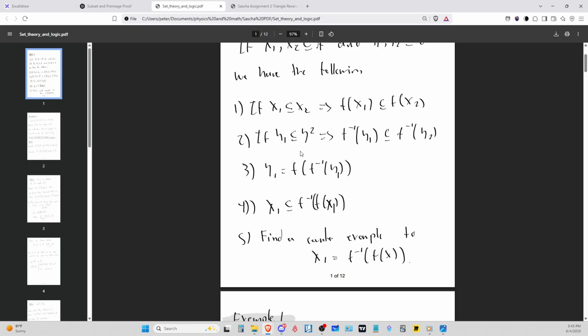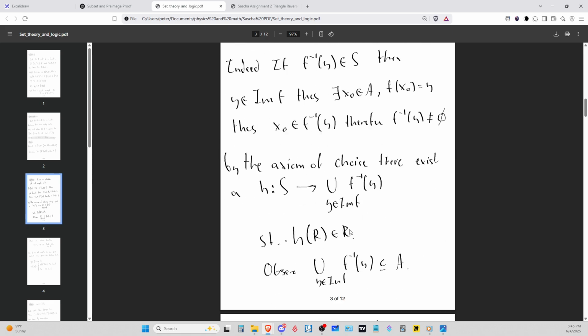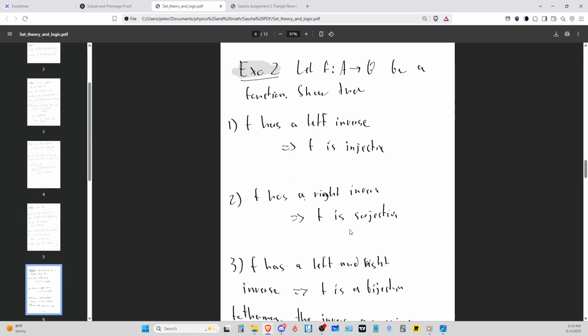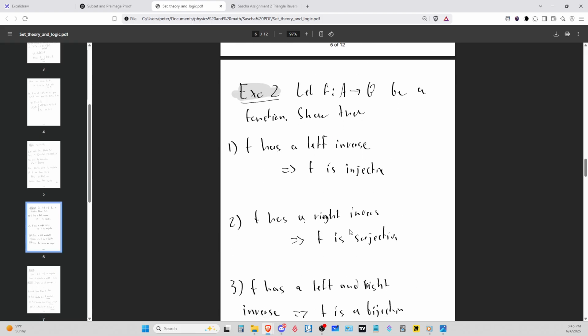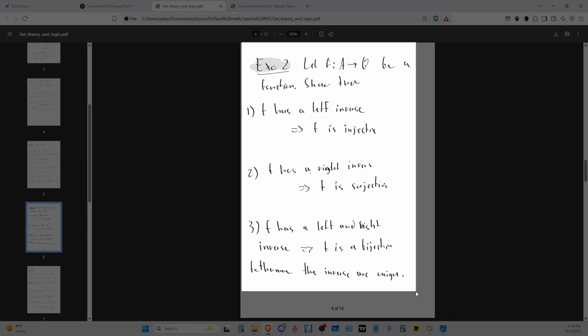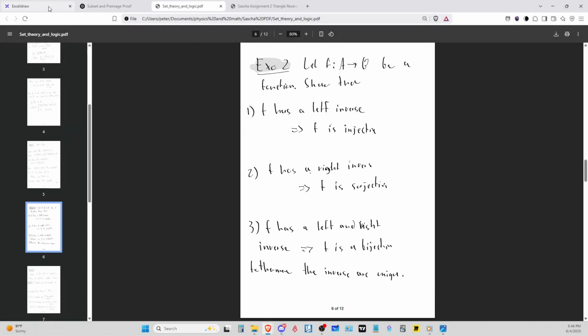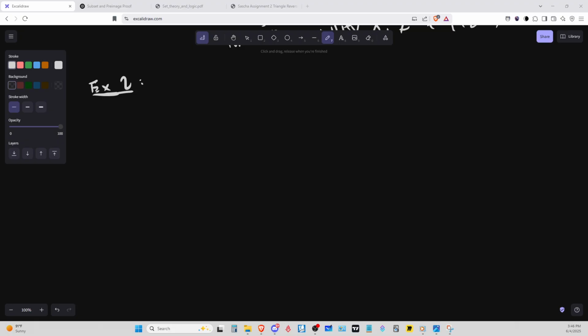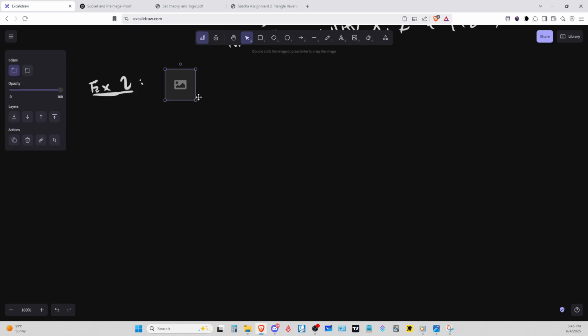Okay. Exercise 2. You only got like 15 minutes left. That's fine. Let's see. We have an example here. So what is exercise 2? Okay, so good, it's 1 page. Let's shrink it a little bit. And let's copy this.